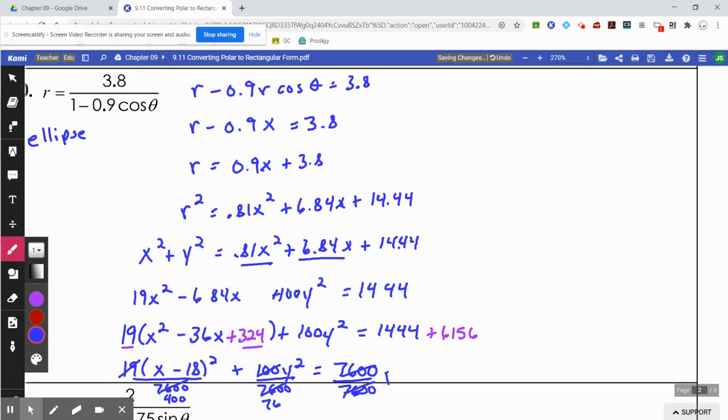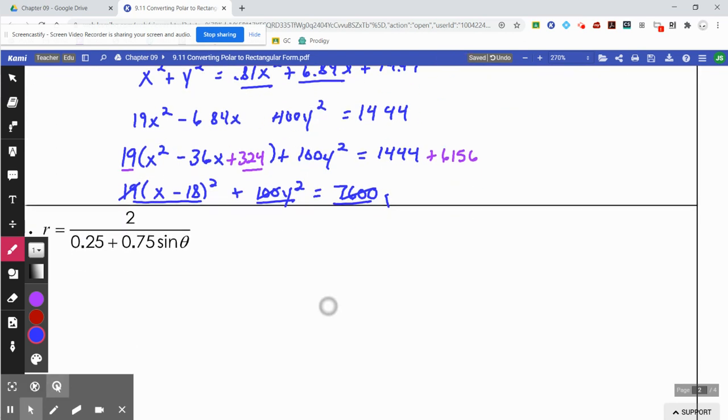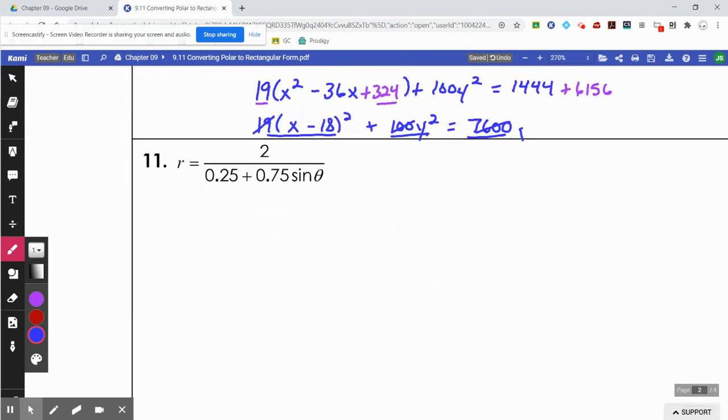So my equation is now x minus 18 squared over 400 plus y squared over 76 is equal to 1, and you see that it is an ellipse because of that plus. There is your ellipse.